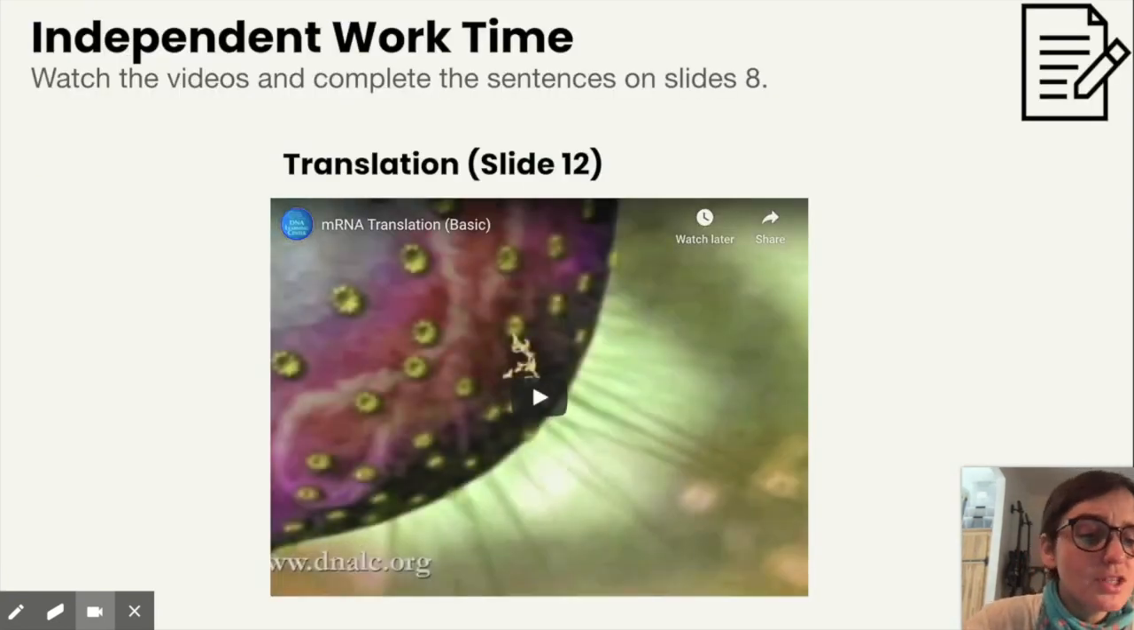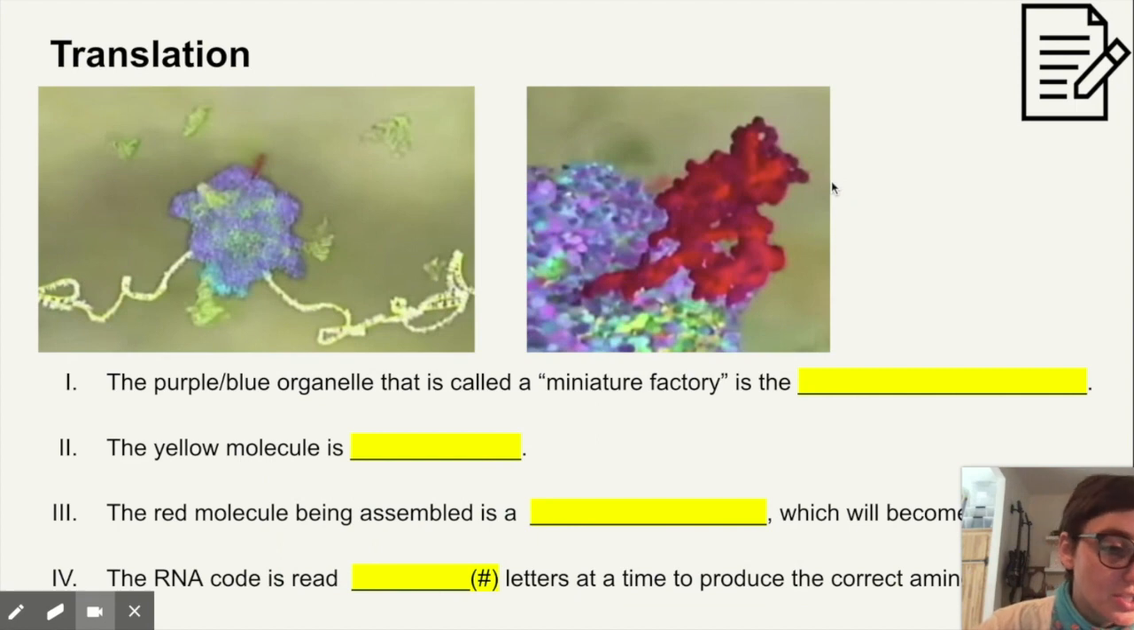All right, let's do the second step. We talked about transcription. Now our second step is translation. Again, you're going to pause, watch this video, also like 2 minutes long, and then come back and we're going to answer these questions together. This is sort of the second step. So remember, at this point, we turned DNA into RNA. What are we going to do next?